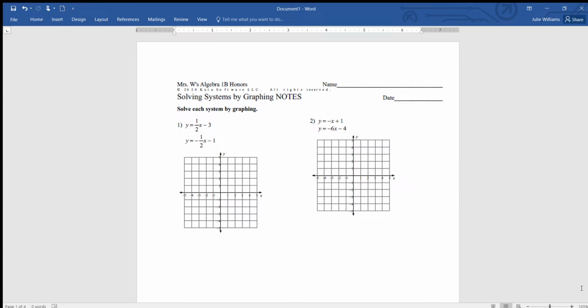So this is our first little review session, so I just wanted to go over how to solve systems by graphing again. We're going to go where they start out in slope-intercept form and then get gradually a little bit more difficult where they are in standard form or some other form.